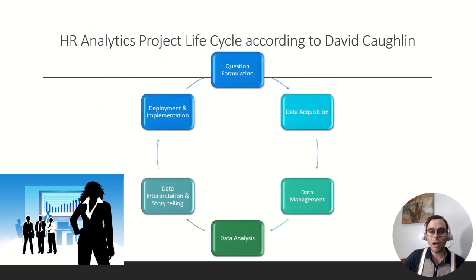The HR analytics project life cycle, according to David Coughlin. First, that process starts with question formulation. It starts by defining business-relevant and strategy-guided problem questions that can be solved and answered using the data. Then we have data acquisition. It's collecting, retrieving, gathering, and sourcing high quality data.